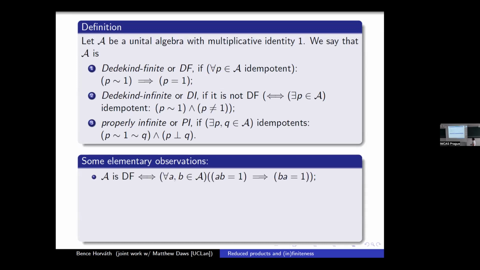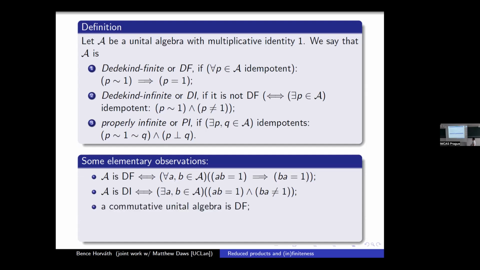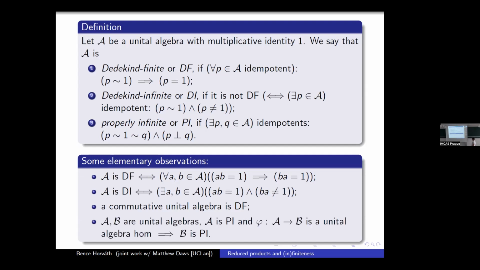A few elementary observations. What does it mean that something is DF, so Dedekind finite? It means that whenever you have elements A and B such that AB is 1, then BA is 1. So if something is left invertible, it's also right invertible with the same inverse. And what does it mean that something is DI, or Dedekind infinite? Well, you find some elements A and B such that AB is 1, but BA is not 1. So, clearly, everything that's commutative is going to be DF. There's not much interesting going on there.